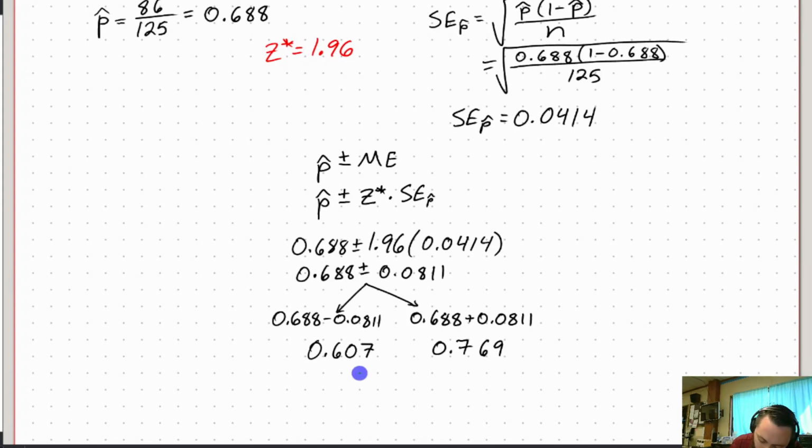So that means our confidence interval is between 60.7% and 76.9%. We are 95% confident that the true proportion of teenagers who pass their driving test on the first attempt is captured by the interval 60.7% to 76.9%.